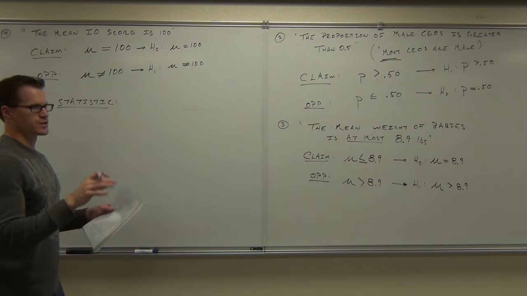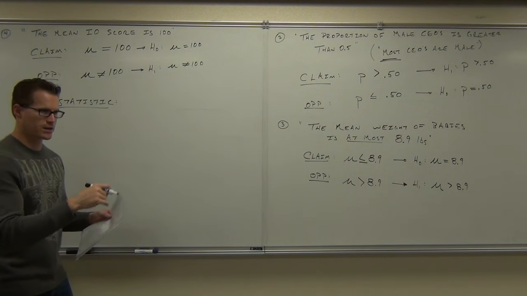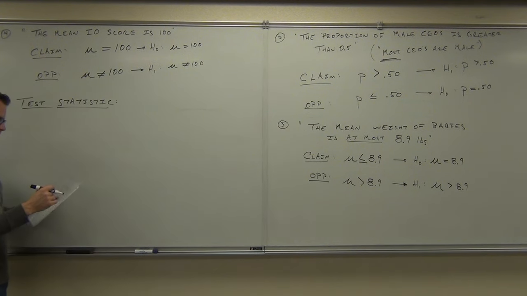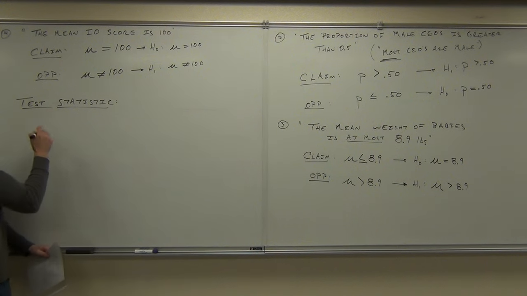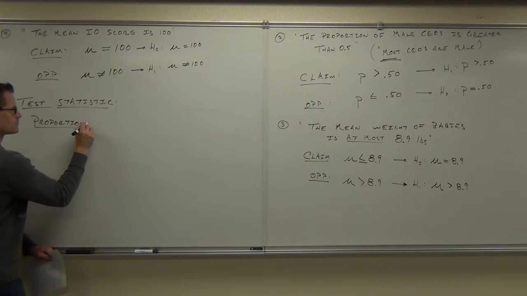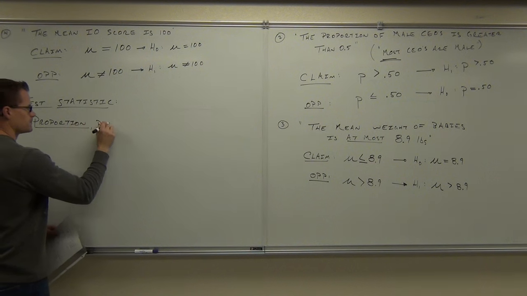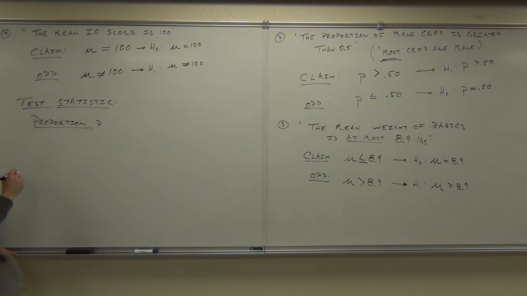Now there's actually three we'll be dealing with. I'll give you two of them today, one of them later on when we get back to standard deviation. You have two different test statistics. One is for a proportion, P. And one is for the mean, mu.